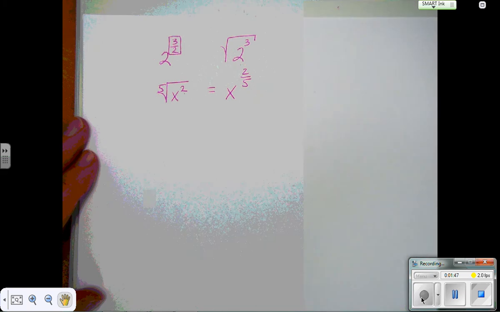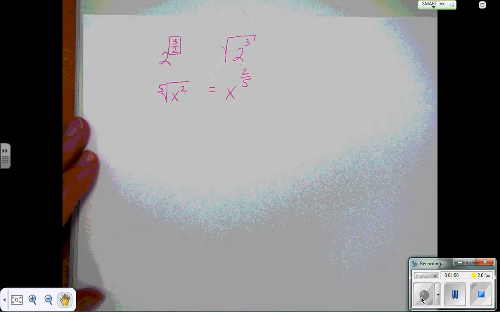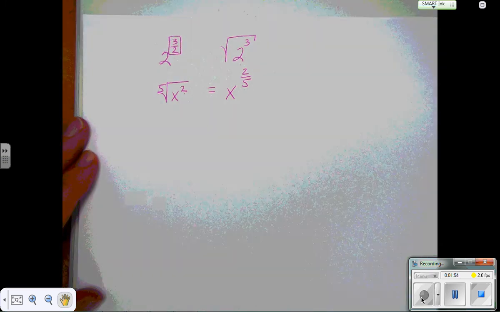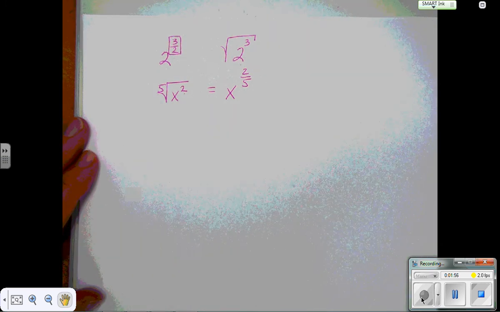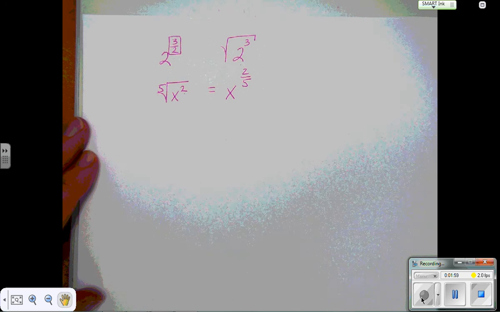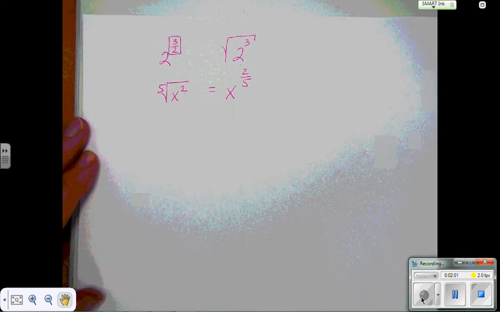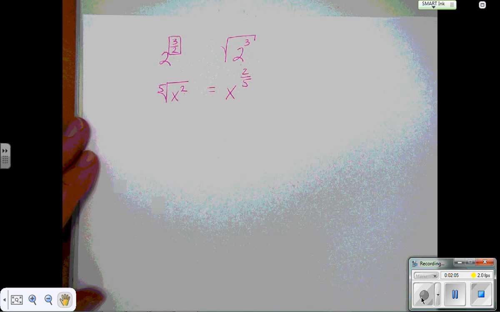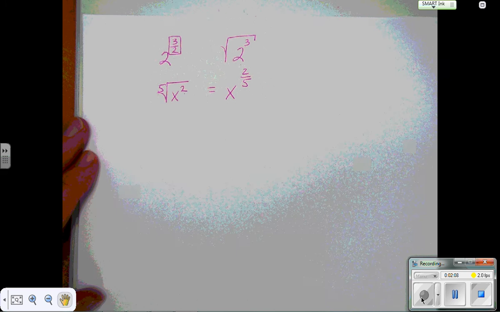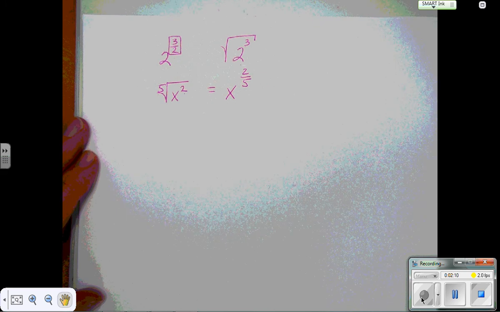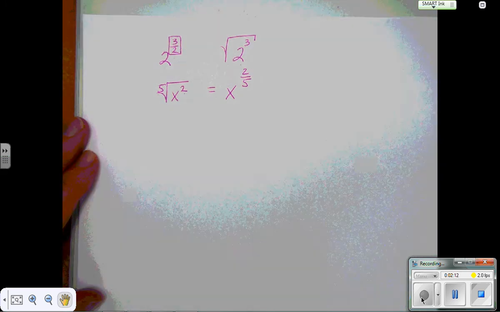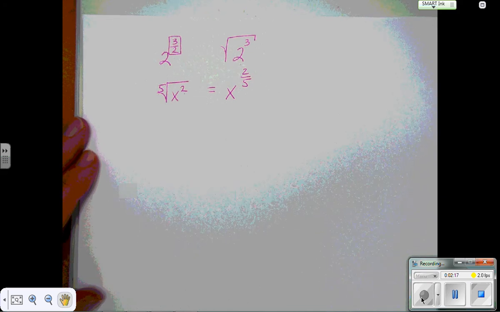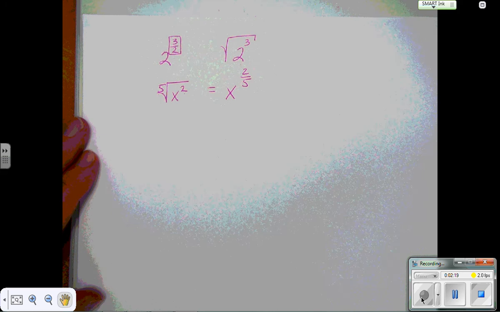Expressions can be combined using the properties of exponents. In simplest form, there can be no negative exponents, no fractional exponent in the denominator. If you have a fraction exponent in the denominator, that means you have a root in the denominator. You can't leave it that way. No complex fraction, so you can't have a fraction in a fraction. And the index is the smallest number possible. So you want to reduce your rational exponents just like any other normal fraction.